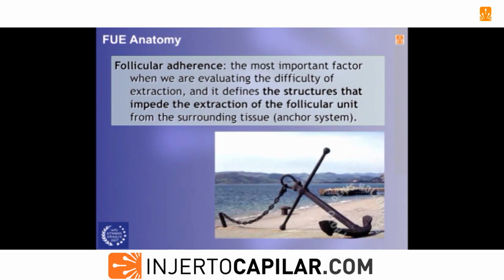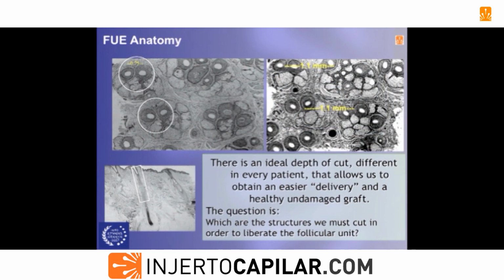We define the follicular adherence as the structures that impede the extraction of the follicular unit from the surrounding tissue. In other words, the anchor system that ties the unit and must be cut in order to liberate the graft. Why is it so important for me? I will try to explain.